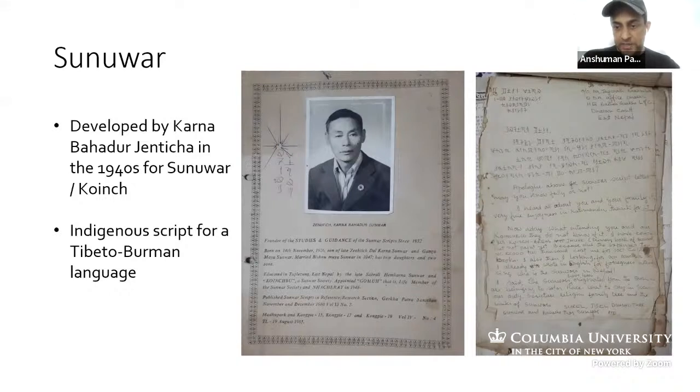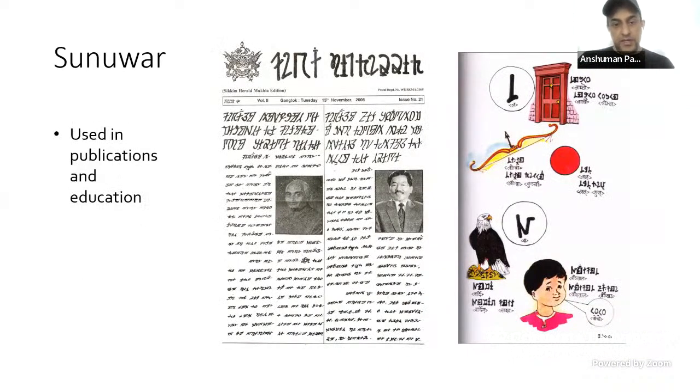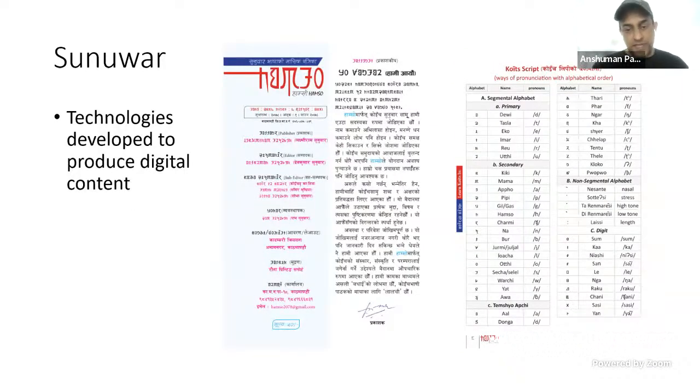And this was an alphabet that was designed and has been used since then in a fairly stable way. It's used for publishing an official newsletter in Sikkim, and it's also used in primary school textbooks and taught to students. And very recently, the community has spent a lot of effort in developing technologies to produce digital content, such as new fonts, keyboards, etc.